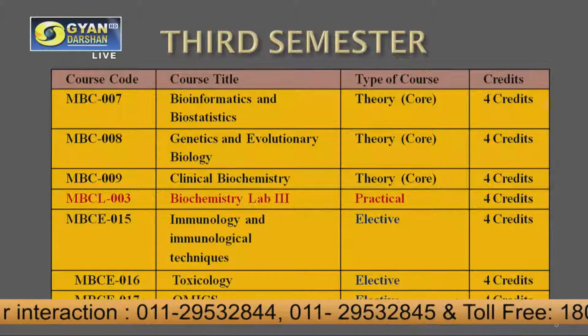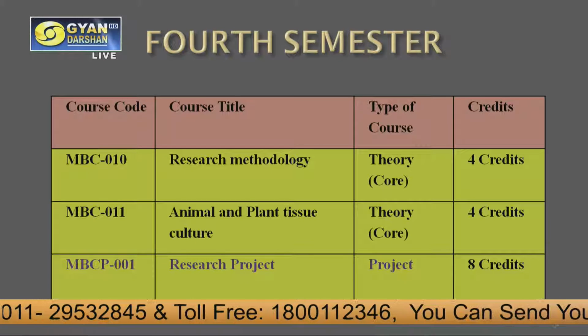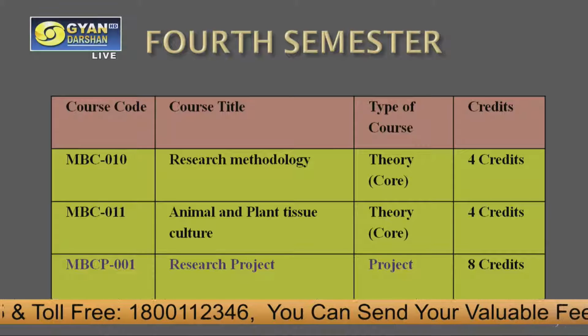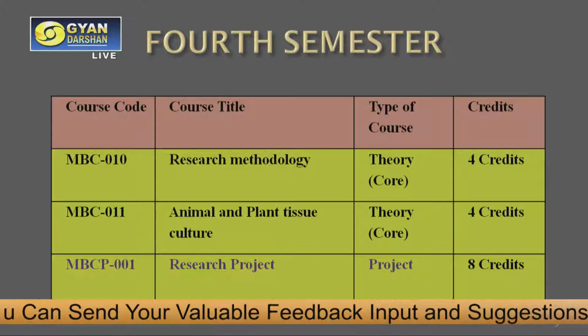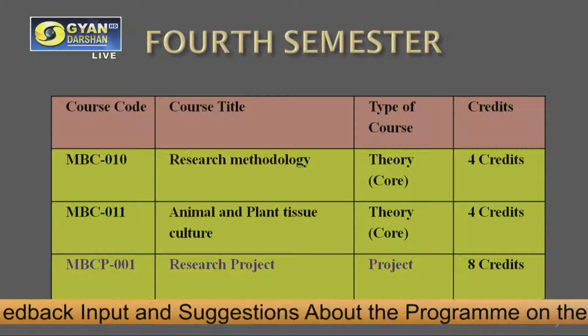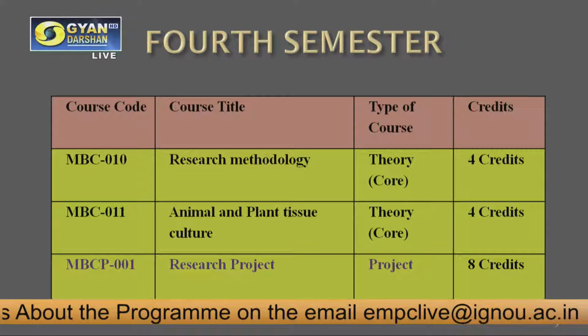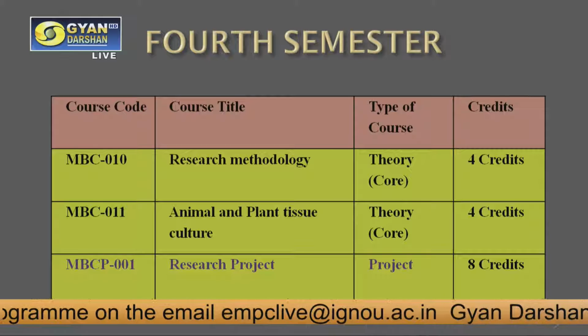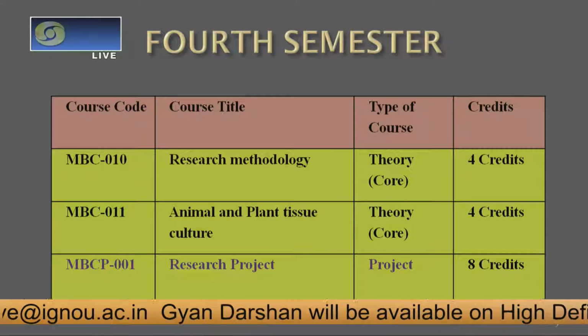And the fourth semester, here you can see that each course is of 4 credits. So in the fourth semester you will study research methodology, animal and plant tissue culture, and the research project. So the research project is conducting some type of research based on the research methodology. So research methodology and research project are complementary to each other. Studying research methodology will help you learn how to do the research project in the laboratory.